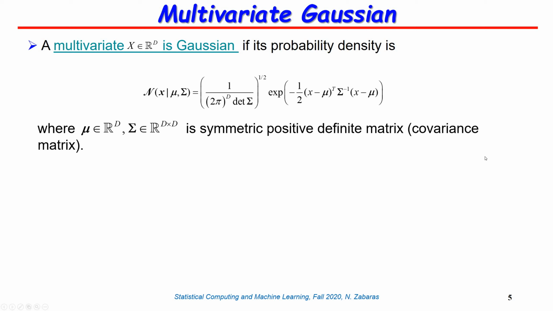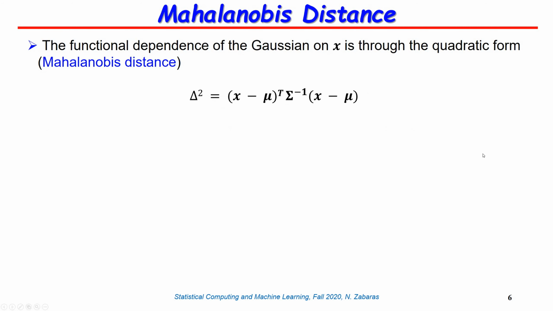All right, so let me remind you the Mahalanobis distance. You can think of this as a generalization of the Euclidean distance. As a matter of fact, if the covariance matrix is the identity, you do get the Euclidean distance.